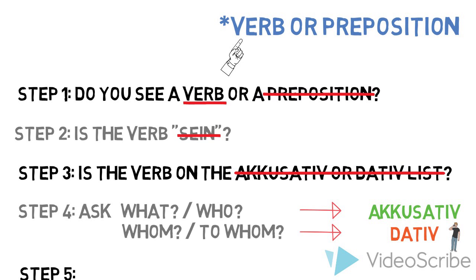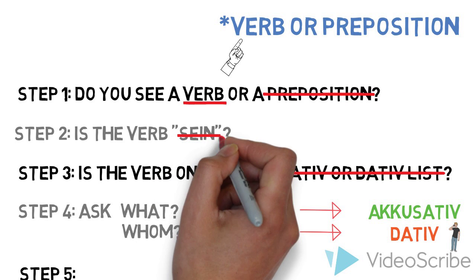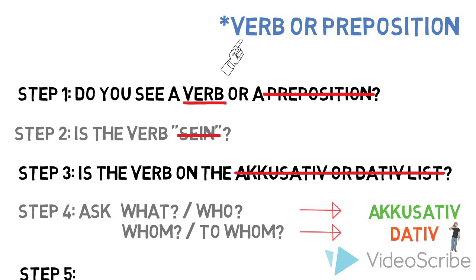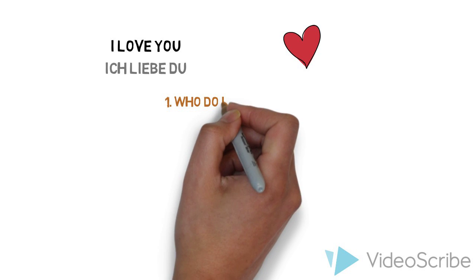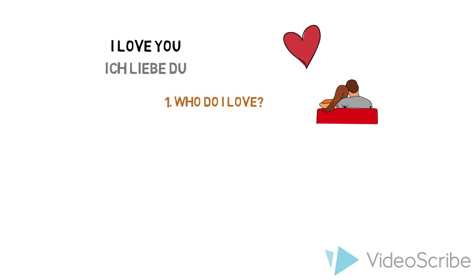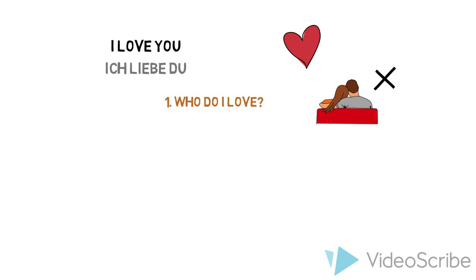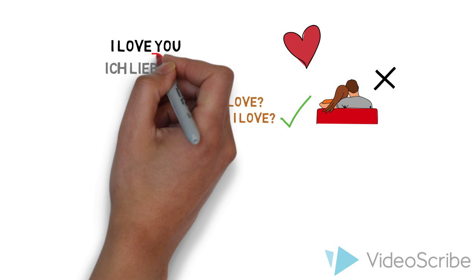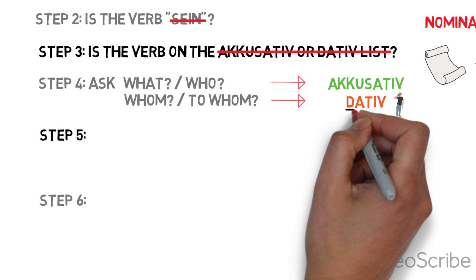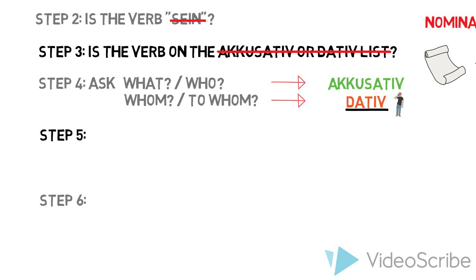Once more, we have only one verb and no preposition. The verb is not sein, it is lieben, and it is also not inside of any of the lists. So we ask, what or who do I love? Careful, the answer is not you. In fact, nothing answers this question. Whom or to whom do I love? Or to be more clear, whom do I love? I love you. Now, if we follow step 4, you gets declined in dative, as it answers question number 2.